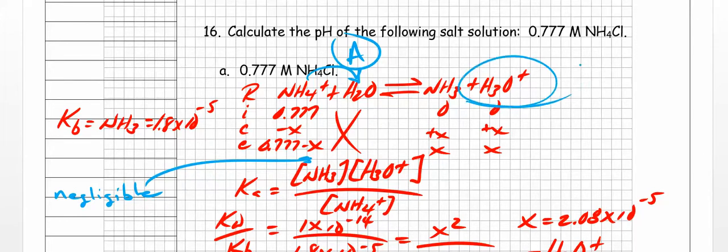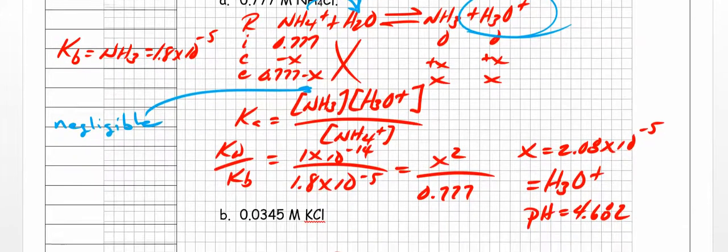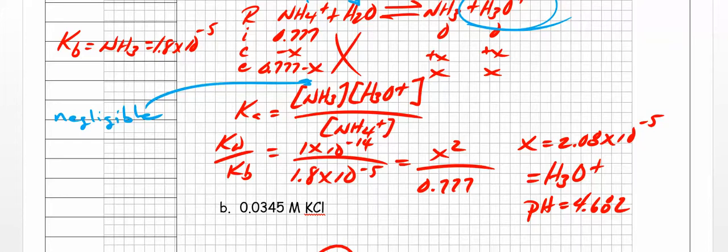You're producing H3O plus. So Ka is equal to the concentration of products over reactants: NH3 times H3O plus over NH4 plus. Since we've got Kb, not Ka, I'm going to say Kw over Kb is Ka, from the fact that Ka times Kb is equal to Kw. So 1 times 10 to the minus 14 divided by 1.8 times 10 to the minus 5 is equal to x times x, that's x squared over 0.777. Remember, I got rid of this x because it was negligible. And I solve.